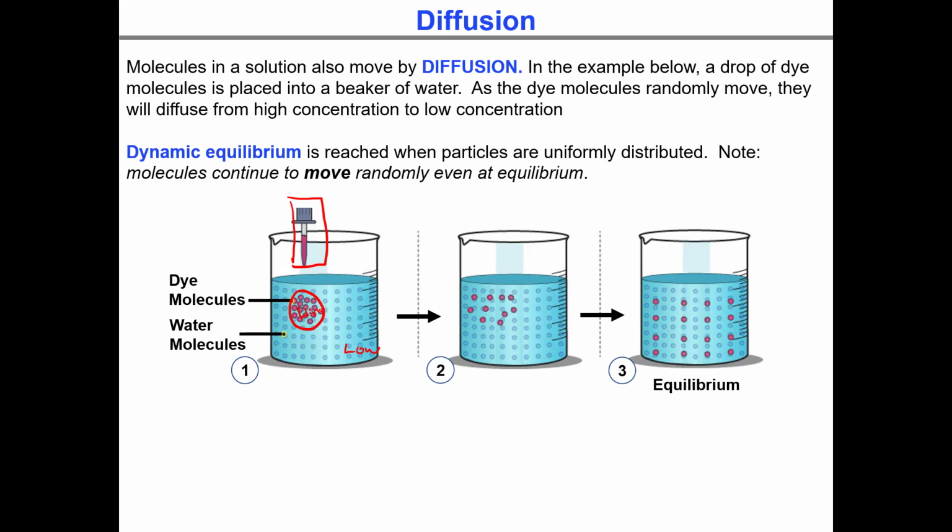Now, over time, again, we're going to have that diffusion where this is going to diffuse or separate out. And you can see that in step 2, the concentration level went from high to about medium because they are diffusing or moving around until they are equally distributed, again, hitting something known as equilibrium. So in this case, our dynamic equilibrium is reached when particles are uniformly distributed, meaning that they're going to be fully distributed throughout the entire solution.